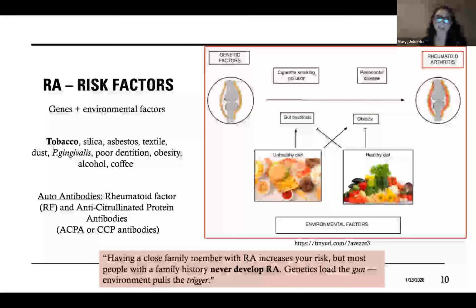I like to say, because this does come up frequently, a common question is: a family member has rheumatoid arthritis, what are the chances of getting it? The basic truth is that there is an increased risk, right? We do take that into account, but the majority of people never develop rheumatoid arthritis just because a primary family member has it. So basically, what I like to say is that genetics load the gun and environment pulls the trigger. That's a very good way to sum that up.